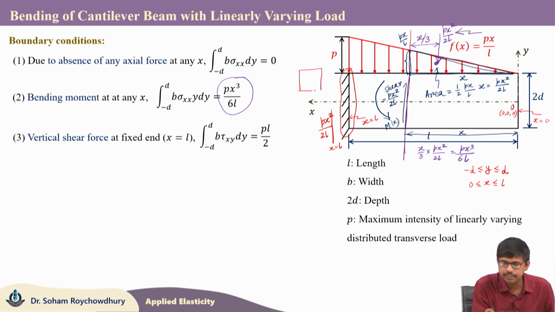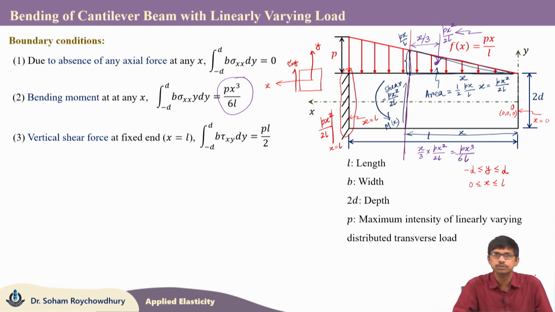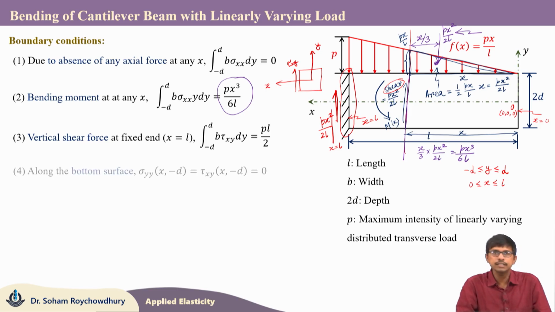Note that this should be positive. Why? Considering our element with positive x being on this side, we should have tau x y upward on that face. Here the x axis is positive towards the left. So, tau x y should be positive there, and this shear force is upward. So, this is the net upward shear force p x square by 2 L at x equals L, which has the same direction as tau x y for the positive x plane. Thus, the integral of b tau x y dy from minus d to plus d should equal p L by 2. This is the third boundary condition.